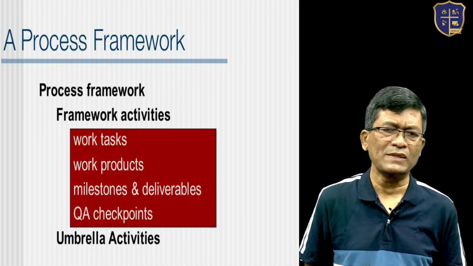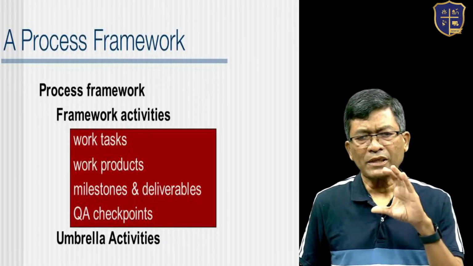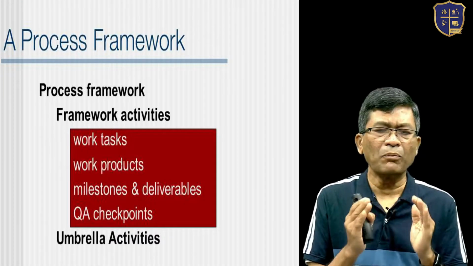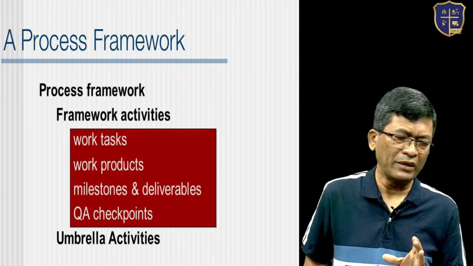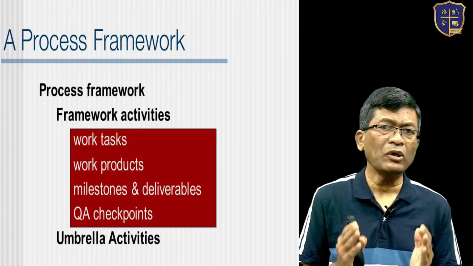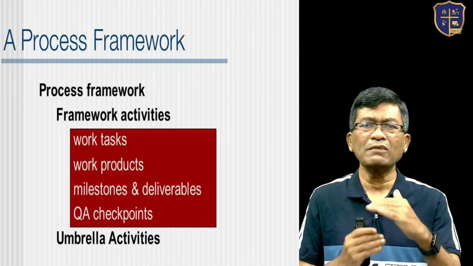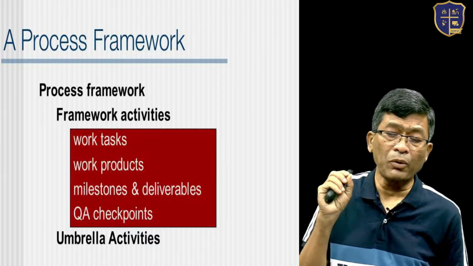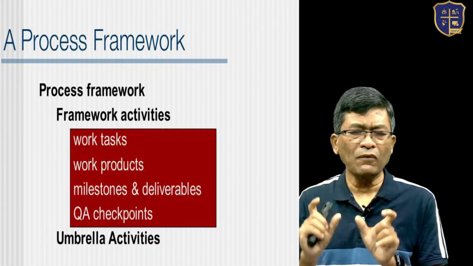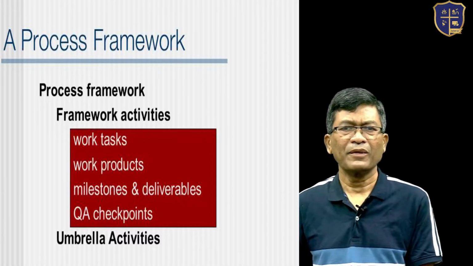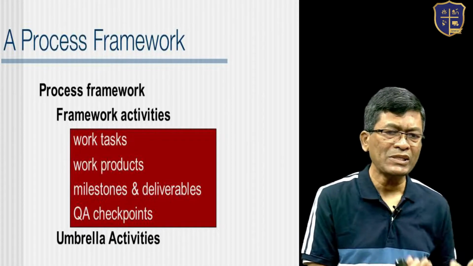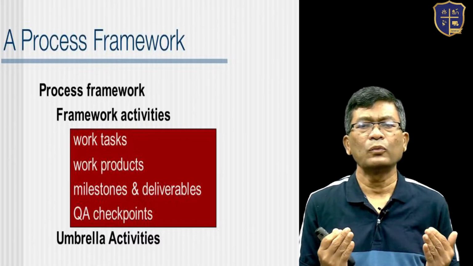When you look at this entire process, it falls into a set of activities that must have certain components or elements. Any activity, we can call it a framework activity or umbrella activity. Framework activities are the core activities. They will have certain tasks to be done and certain products to be produced. If you take requirements, you have to produce the software requirement spec, SRS. If you are doing the design, you have to produce the design document. If you are doing the testing, you have to do the test plan. These are called work products.